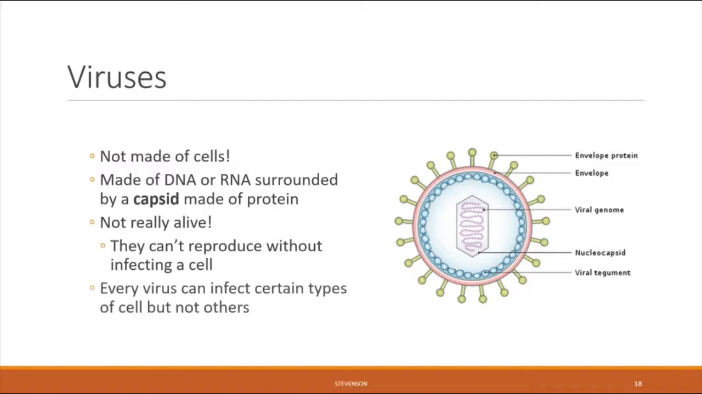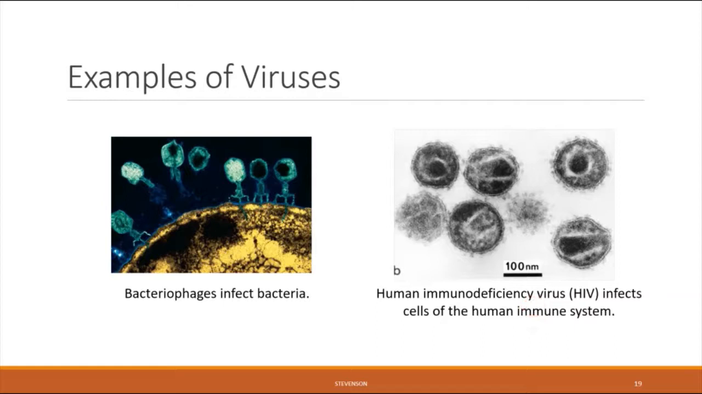Every type of virus out there is capable of infecting certain types of cells, but not others. So let's take a look at some examples. Bacteriophages are a type of virus that infects bacteria. This can be confusing to wrap your head around because we think about bacteria and viruses as both being tiny, pathogenic, bad microbes, but there are viruses that can infect bacteria because viruses are much smaller than bacteria and they need cells in order to reproduce. So bacteriophages are a specific type of virus that will only infect and use bacteria as its host.